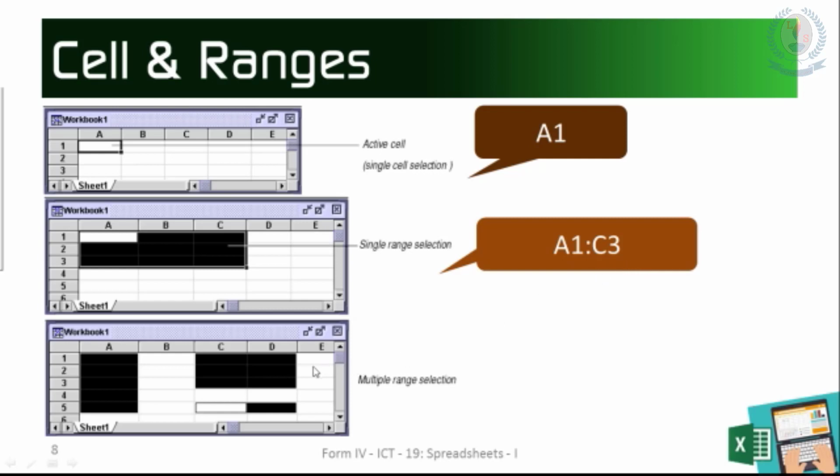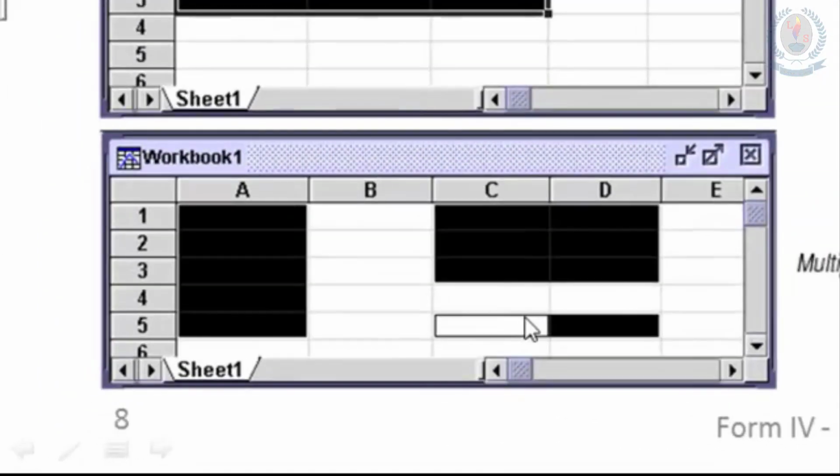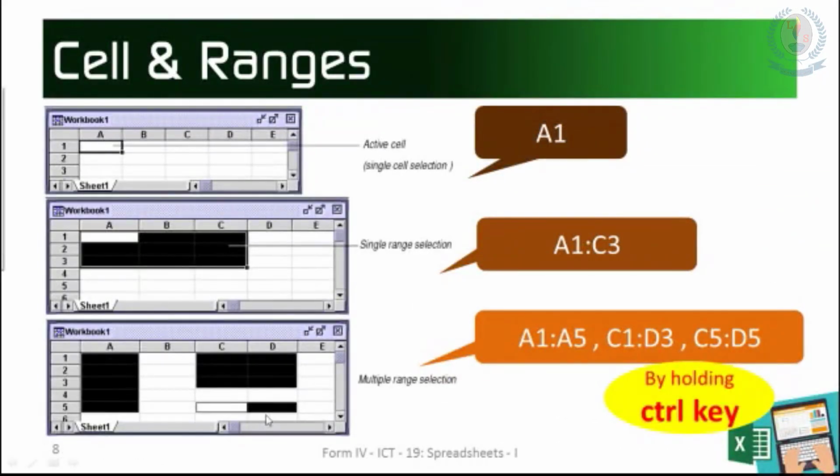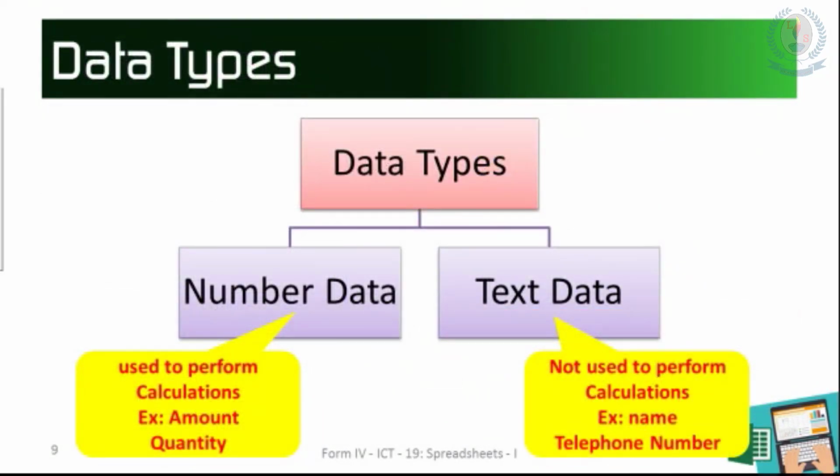In the third picture, you can see multiple range selections. One is A1 to A5, the second one is C1 to D3, and C5 to D5. So it has multiple selections. When we write it, we have to separate with the comma sign. And when you select like this in a spreadsheet, you have to hold the Control key.